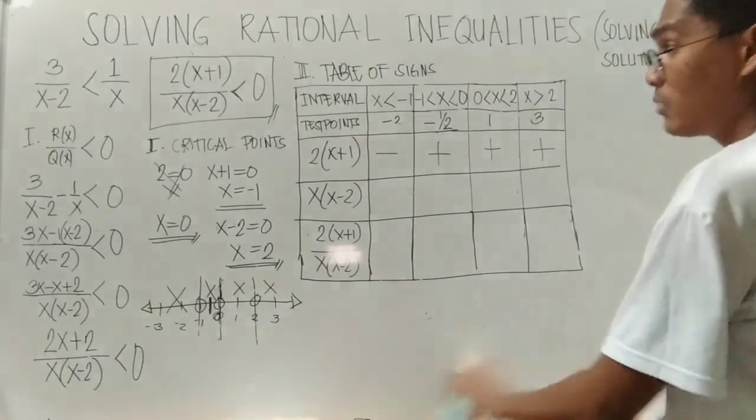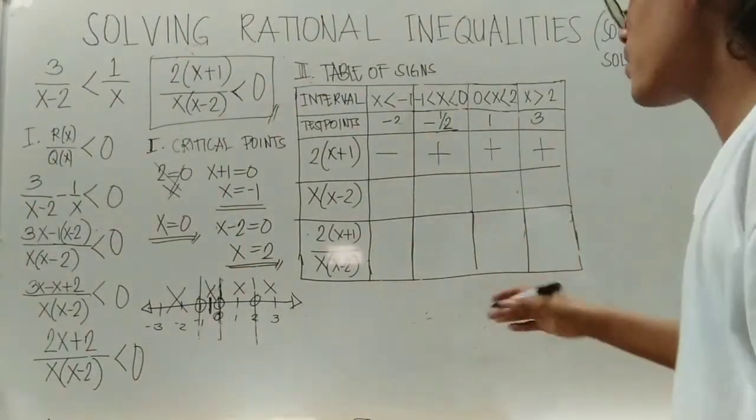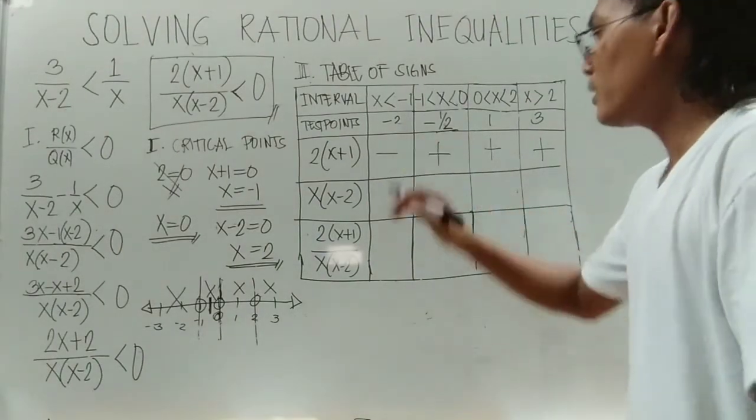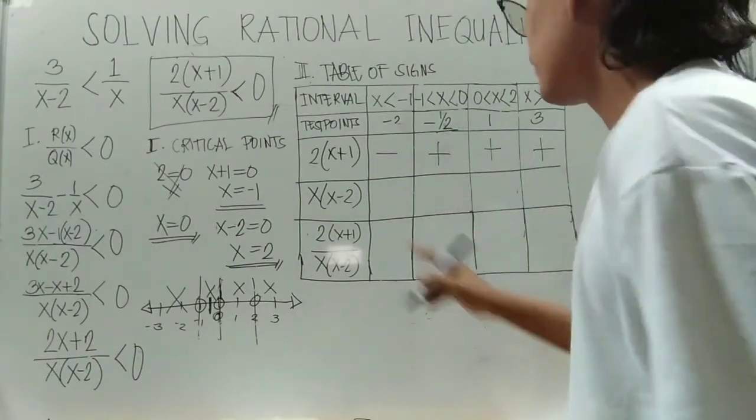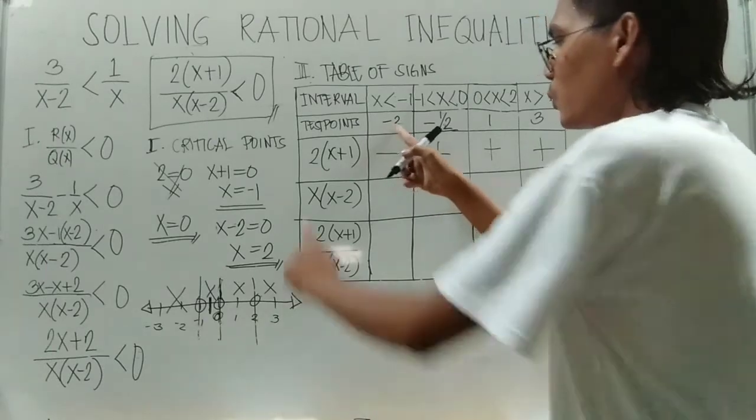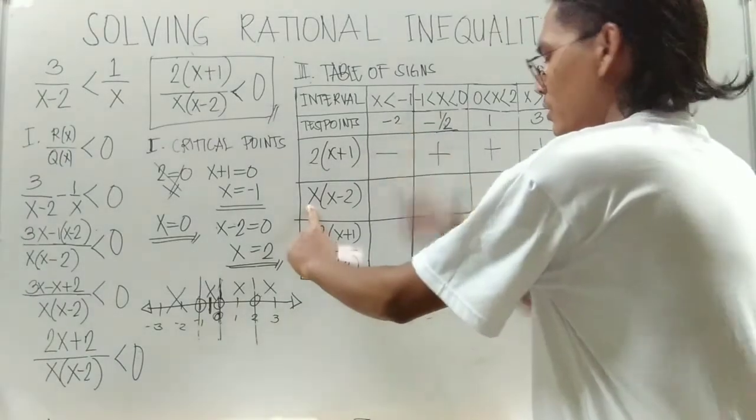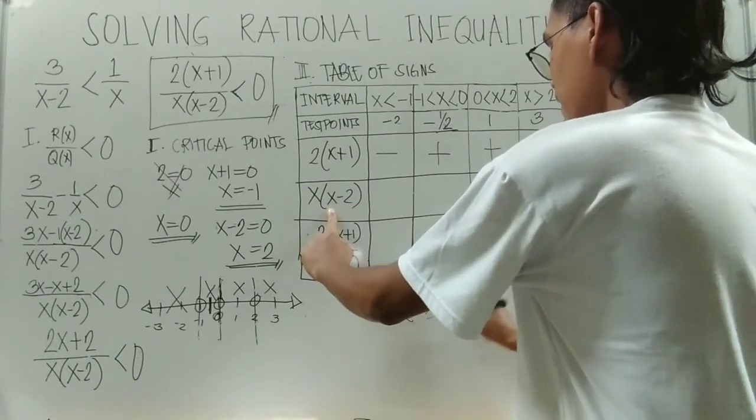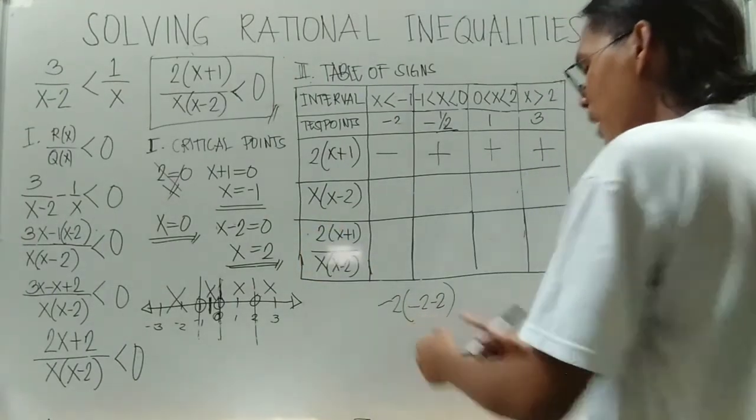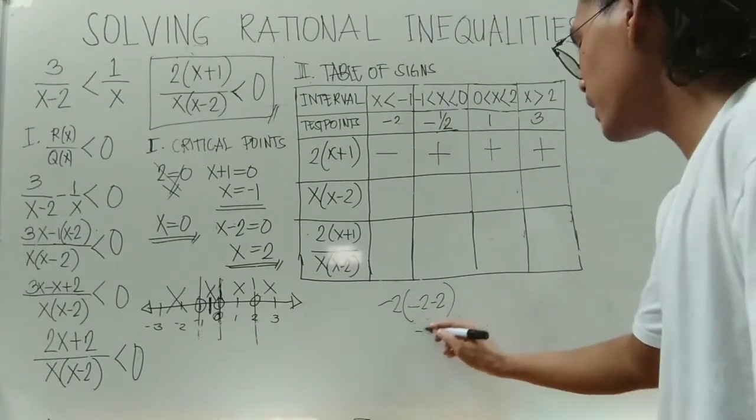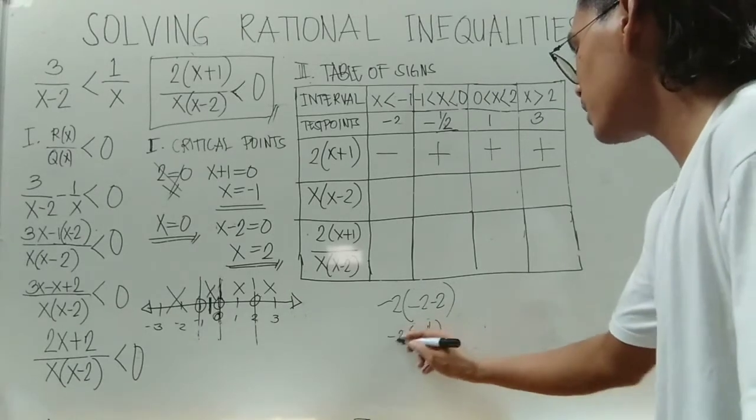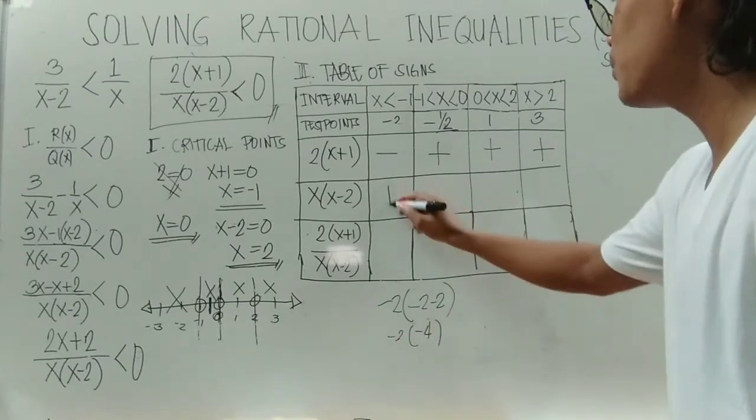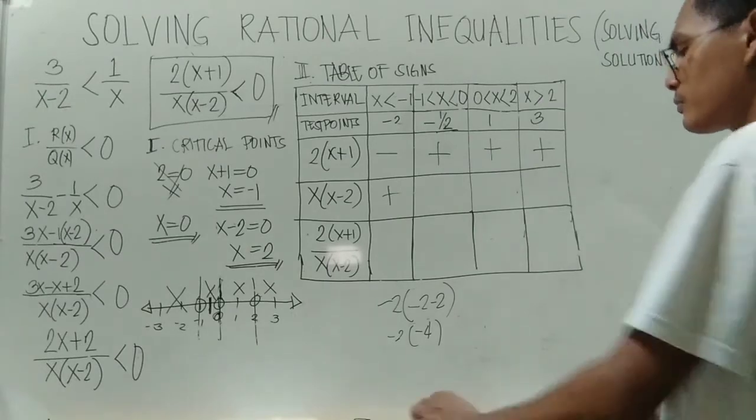Okay, again, the table of sign is not concerned with the exact value but on its sign. Then we have -2. So substitute -2: -2 minus 2 is -4, times negative 2. Negative times negative will give you positive.